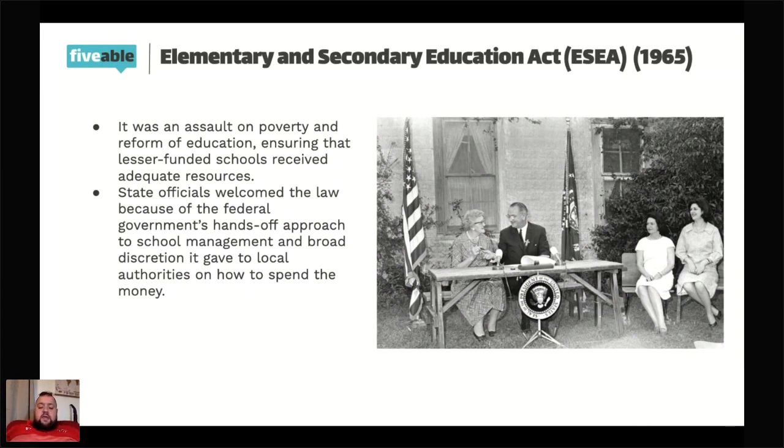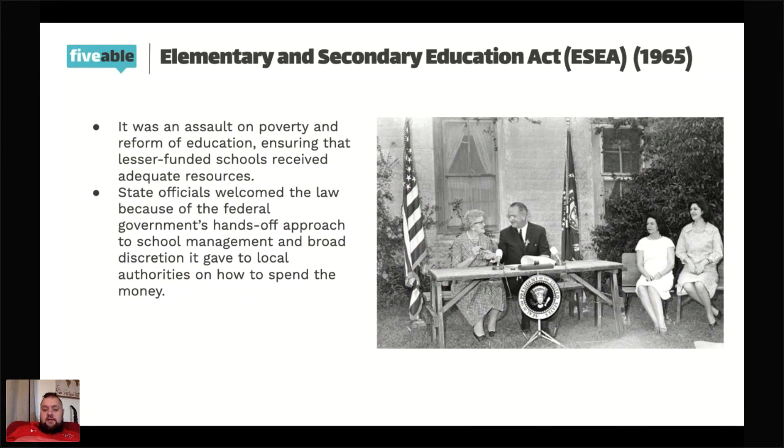Basically, it was the federal government giving money to lesser funded schools so that they could have adequate resources. State officials welcomed the law because of the federal government's handoff approach to school management and the broad discretion it gave local authorities on how to spend the money. It was kind of like a block grant in some ways. Basically, they said this money needs to be spent in schools that meet this income level, that are in rural areas, whatever. But how you want to spend it, what you want to use it on to improve your school, is up to you.